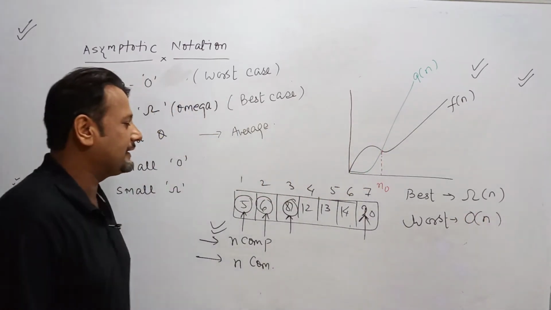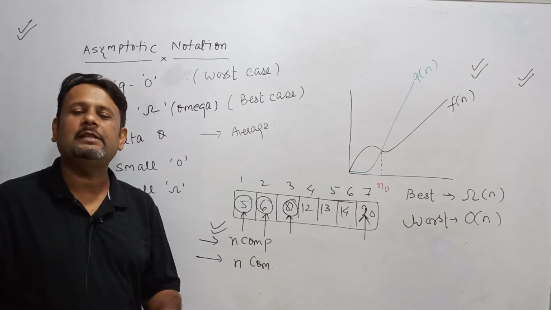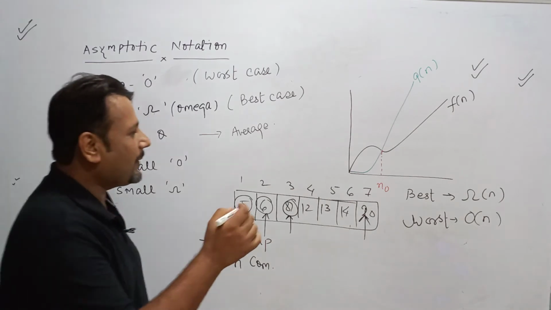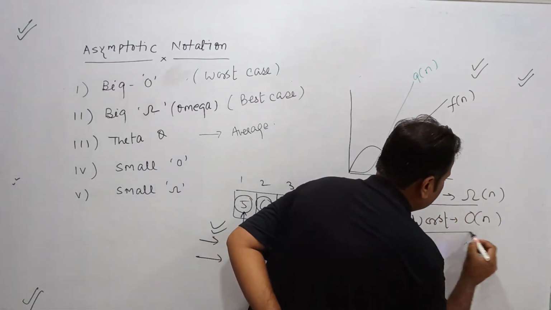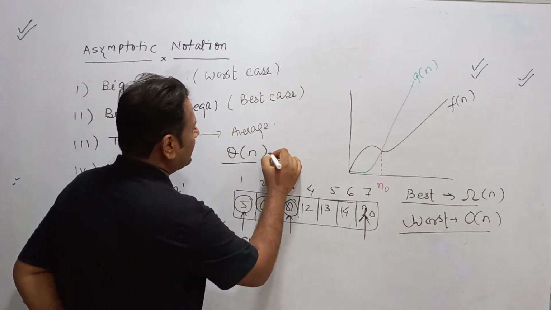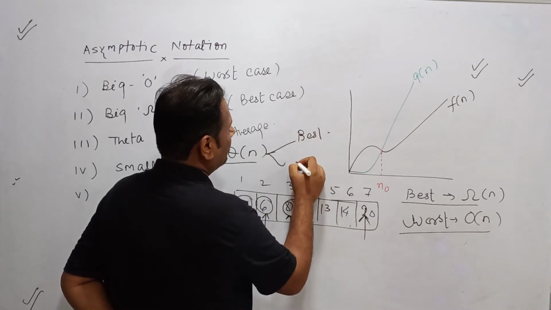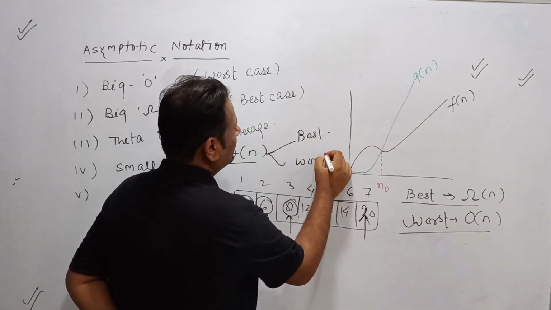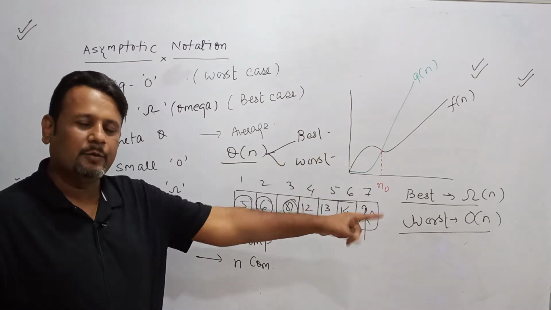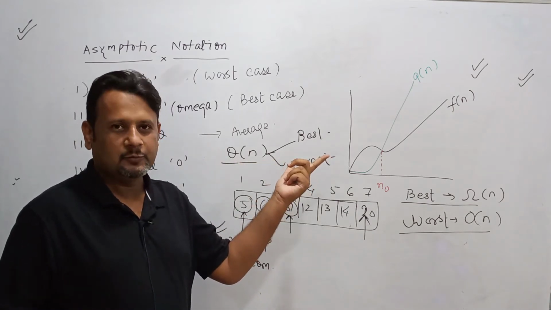Now, if the best case time complexity and the worst case time complexity are both the same, how do you represent the complexity of that particular problem? Instead of representing two different notations, I can represent theta n. This theta n indicates that the best case as well as the worst case are both the same. So whenever best and worst are the same, we can represent that complexity with the help of theta. This point is clear enough.